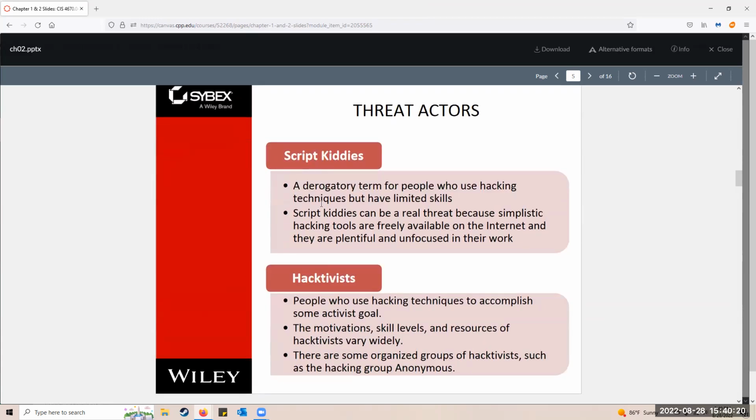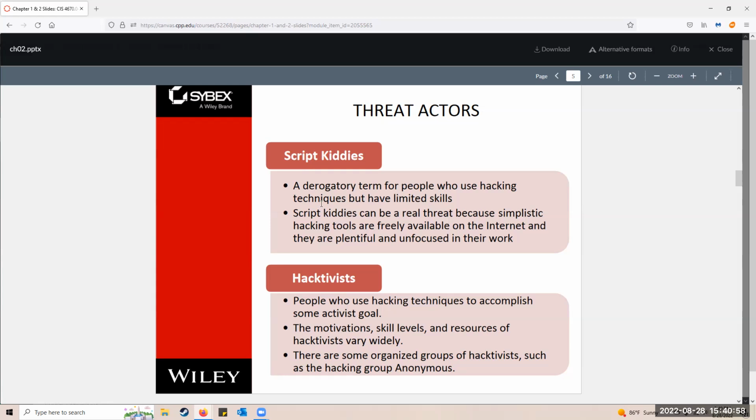So the different types of threat actors. Script kiddies are one of the most common. It's a derogatory term for people who are new to hacking and who might just be using tools that they get their hands on, haven't worked with much, but they're looking to just get their hands dirty. Hacktivists hack for a cause. They're not necessarily out for financial gain. They want to draw attention to something that is out there, their cause, if you will.